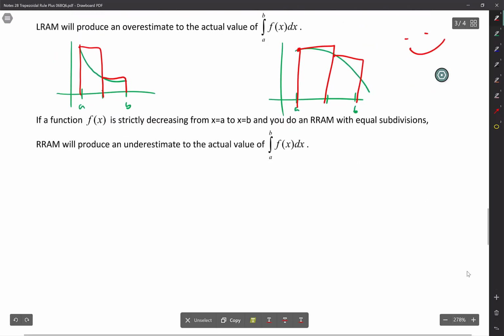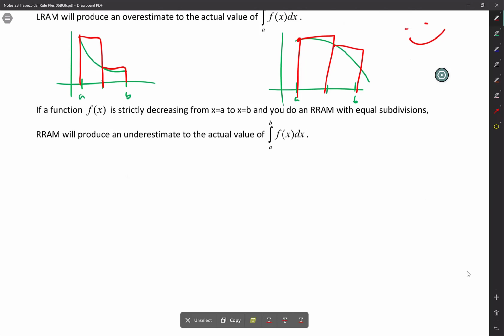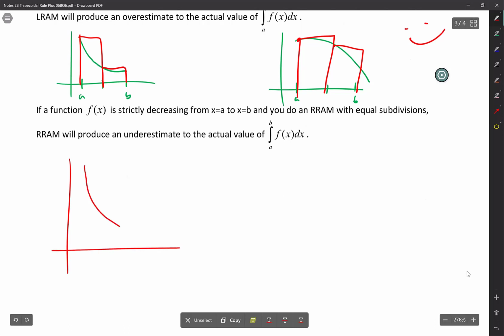Finally, if a function is decreasing and we do RRAM, it says that it will do an underestimate. Sorry that I changed up the color on you guys. A, B, smack in the middle. And we're doing RRAM? RRAM will produce an underestimate.